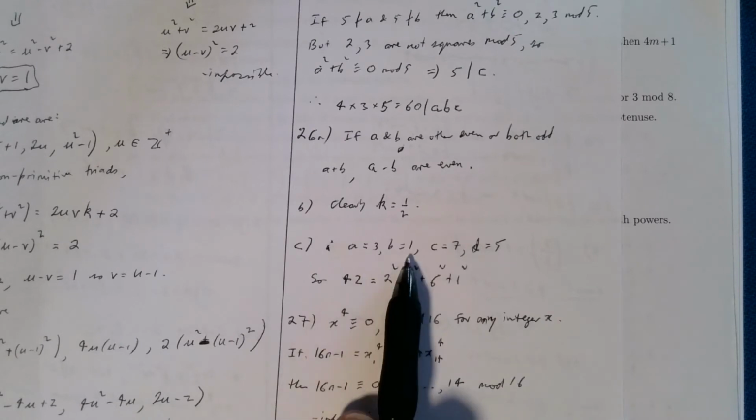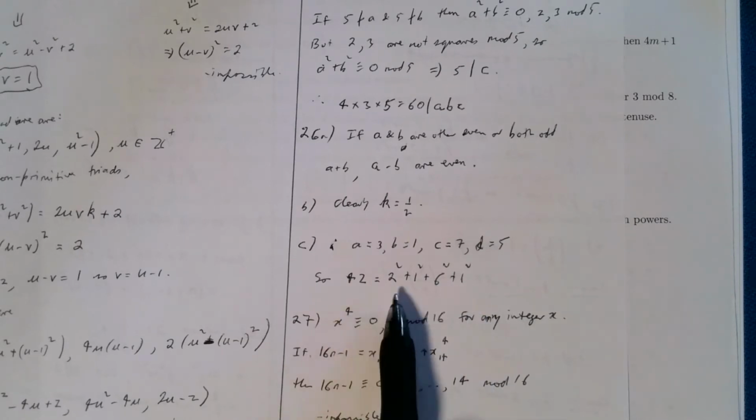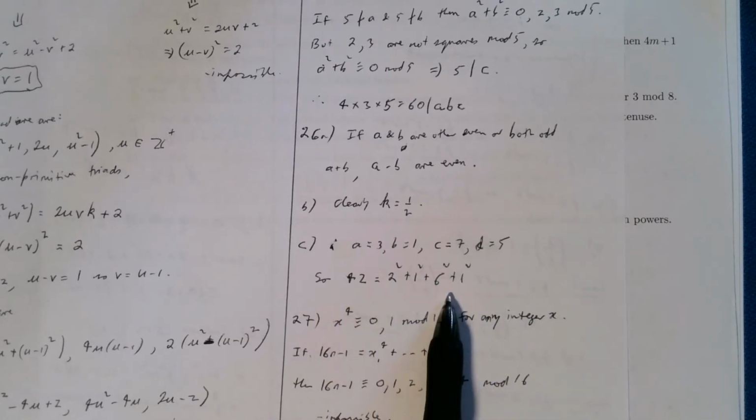So we take the average of these two, we get 2. This minus this over 2 is 1. The average of these two is 6, and this minus this over 2 is 1. So we get 42 as the sum of squares in that way.